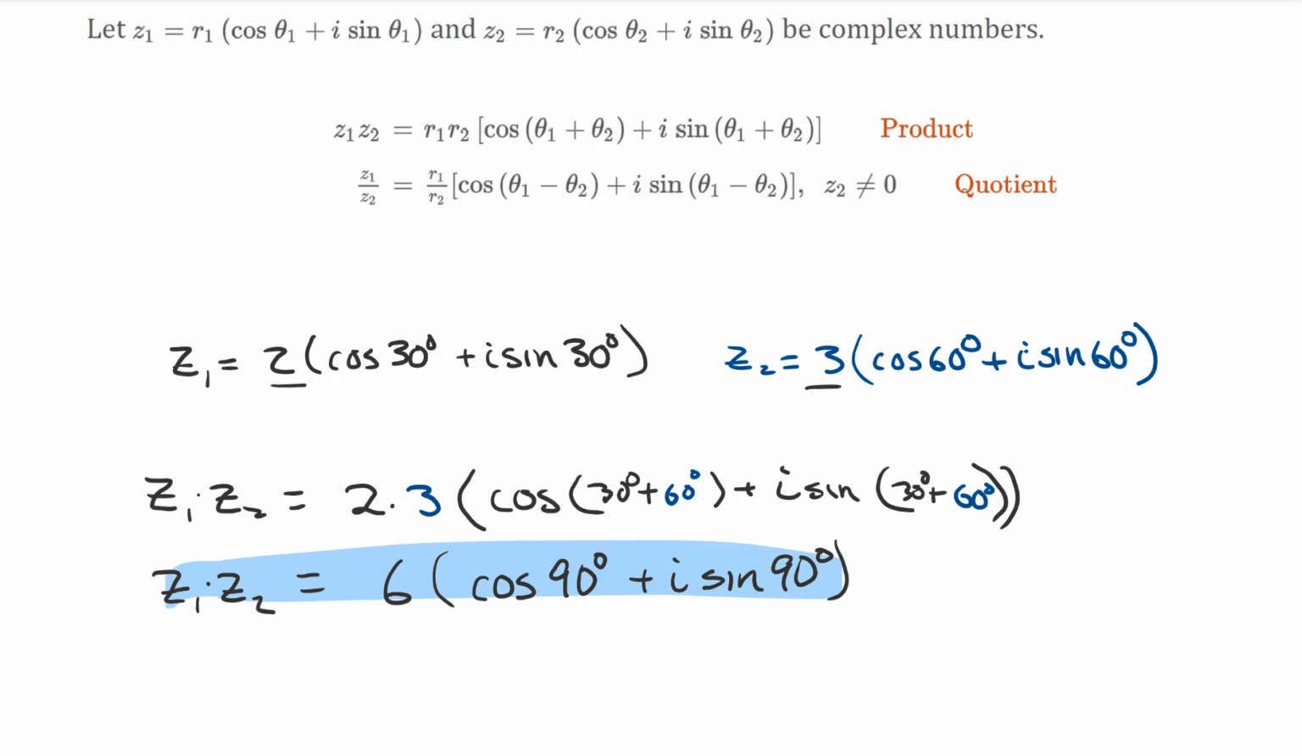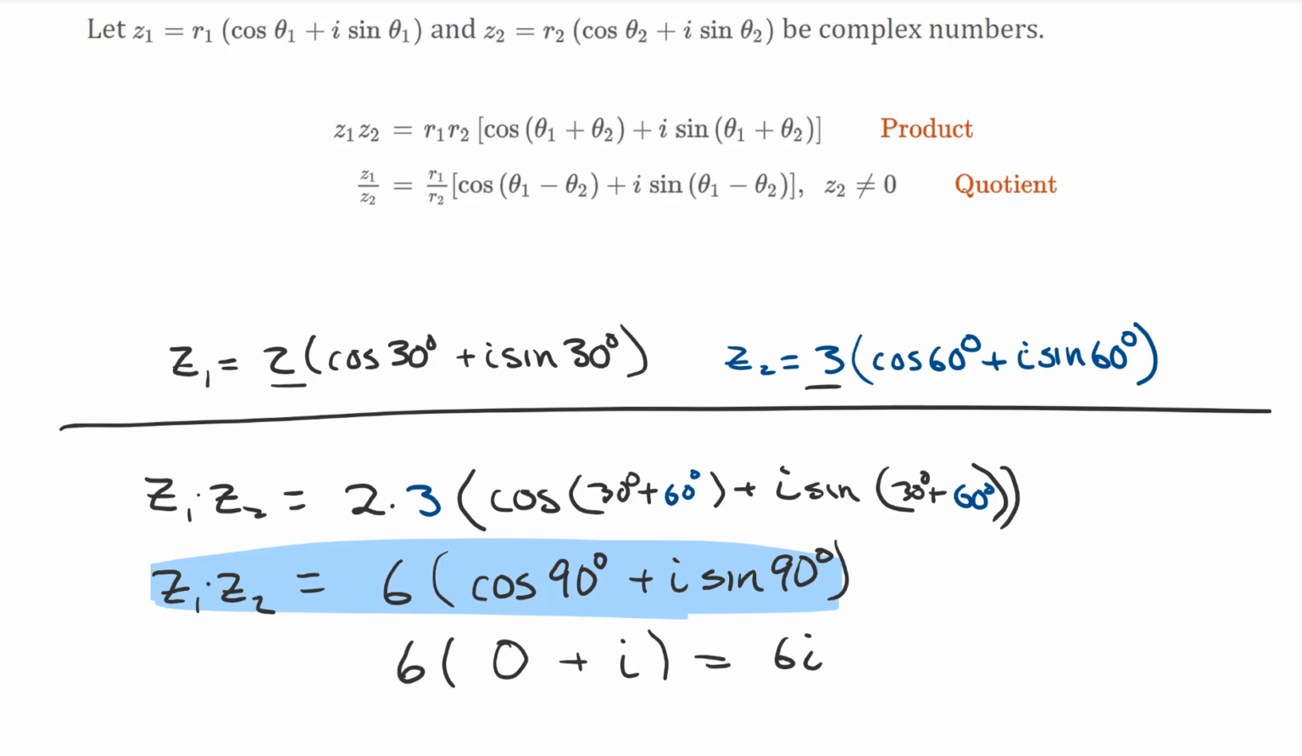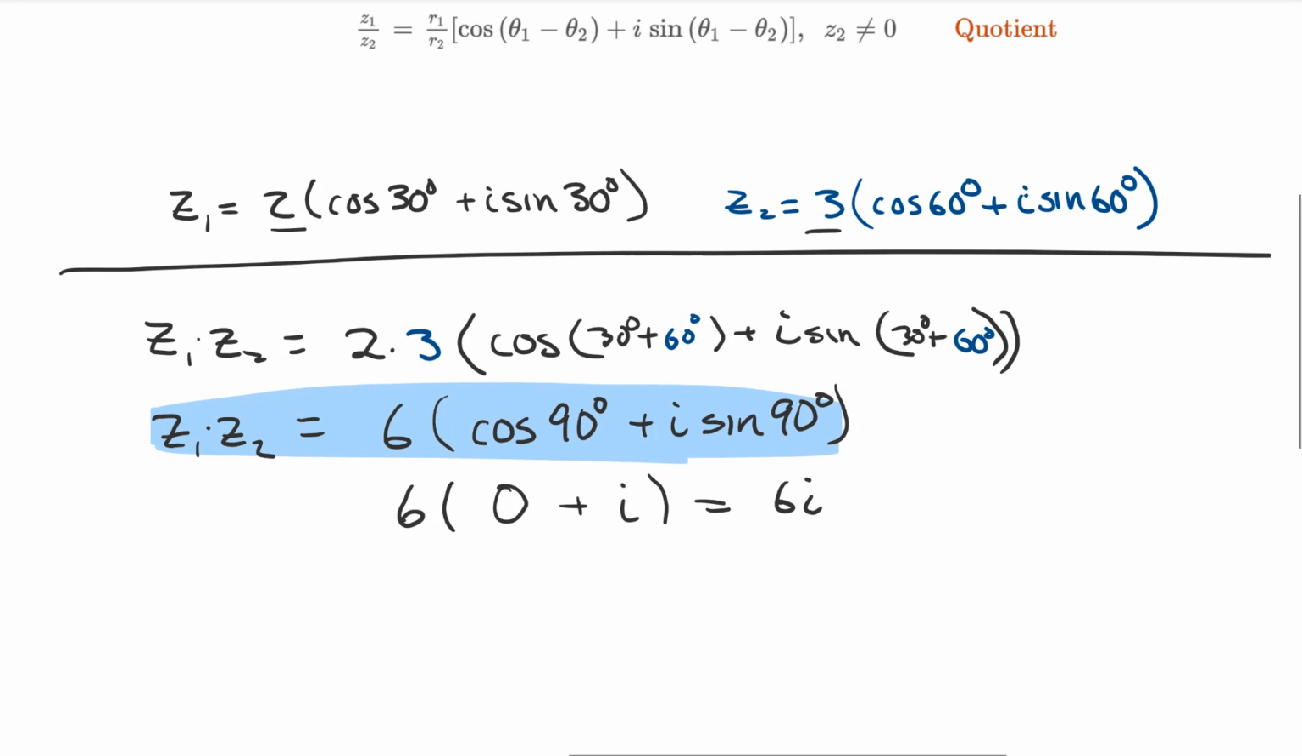Who knows, maybe on a test I would ask you to multiply 2 of them together and then leave your answer in the form of a plus bi. Maybe it'd ask you to do something like that, so it would leave you with 6 times 0 plus 1i. You bring it in and this is just equal to 6i. Knowing how to go back and forth, combining a couple of problems together. Well, if we can multiply them together, we sure as heck can divide them too.